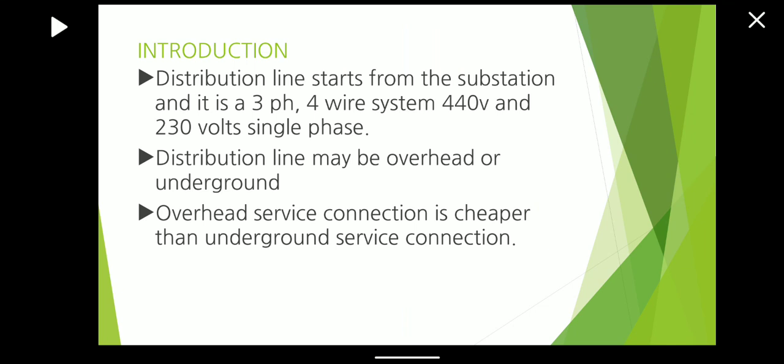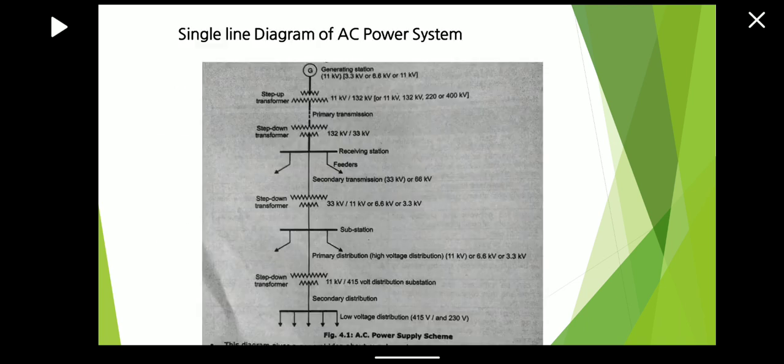Overhead lines look like a crowded network, look shabby and spoil the beauty of a good locality. But with underground cabling, the beauty of the locality is not spoiled, it has a good appearance, and the network is not seen. But underground cabling is costly as compared to overhead cabling. Then next, overhead service connections are cheaper than underground service connections.